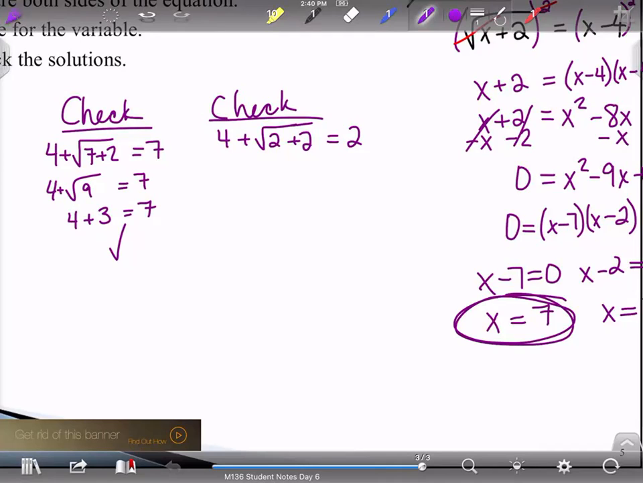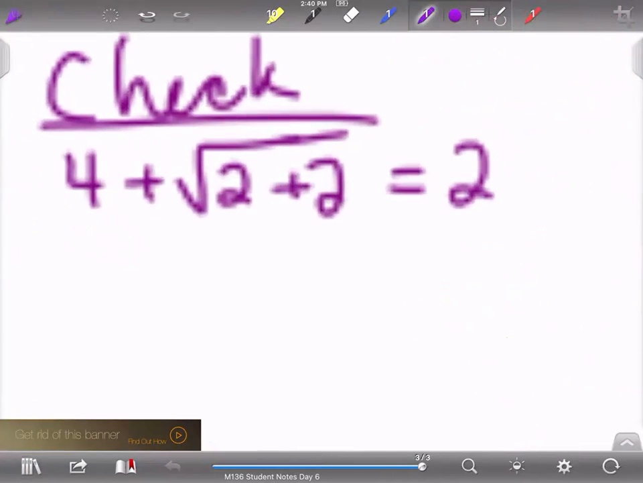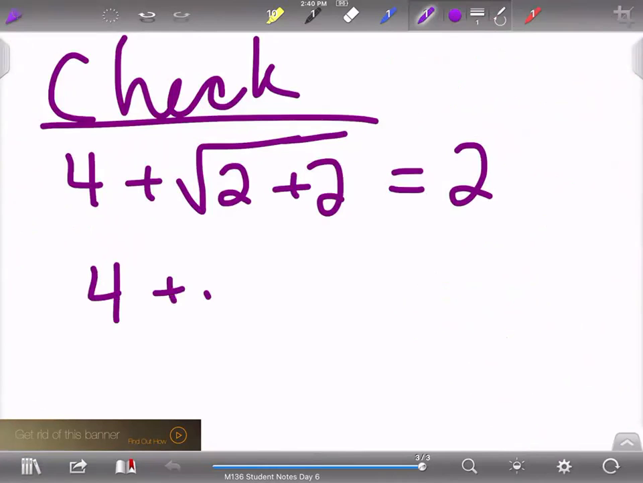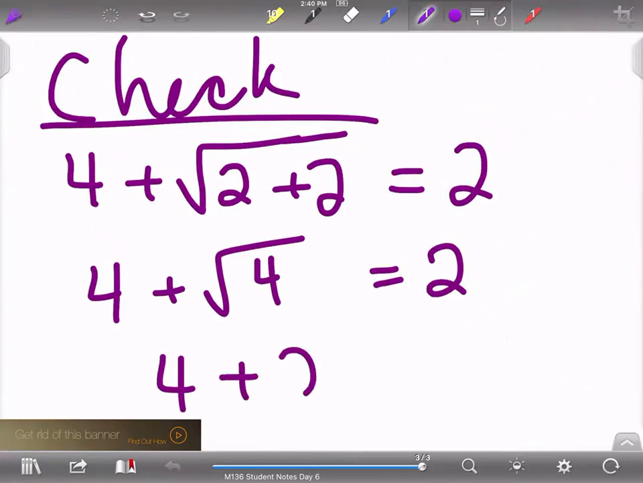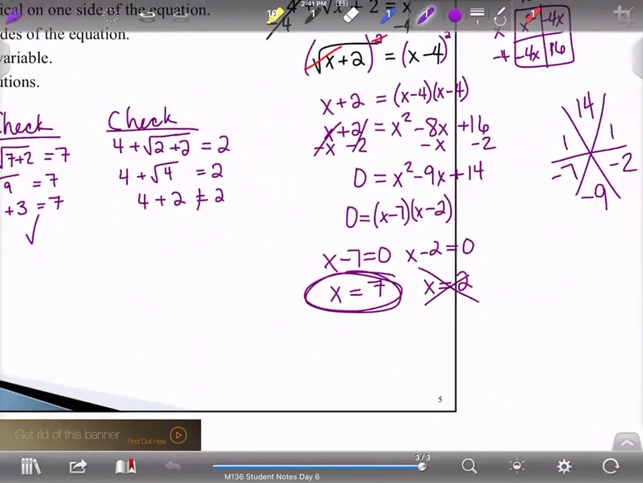You cannot just automatically say that 2 is extraneous because sometimes you have 2 answers that work. So sometimes both answers will work. I believe there's a question on your assignment today that both answers actually end up working. So be on the lookout for that. In this case, we're going to have 4 plus the square root of 4. Well, that's going to be 4 plus 2, which does not equal 2. So in this case, for this problem, this answer is extraneous.